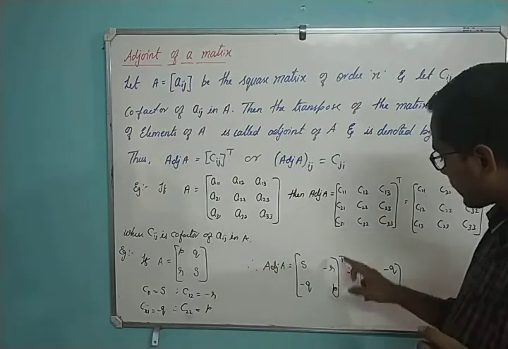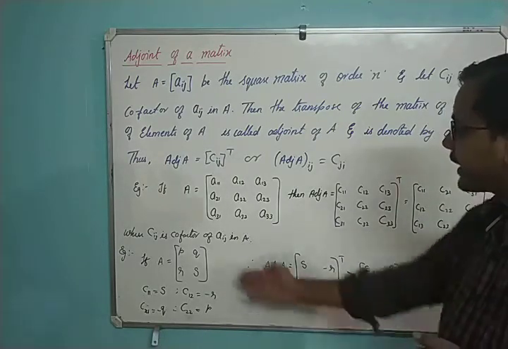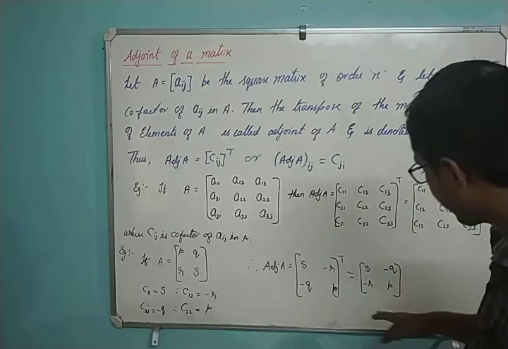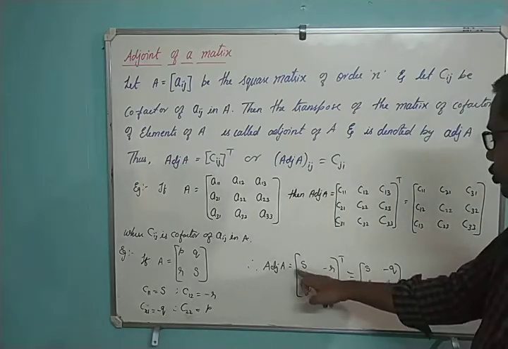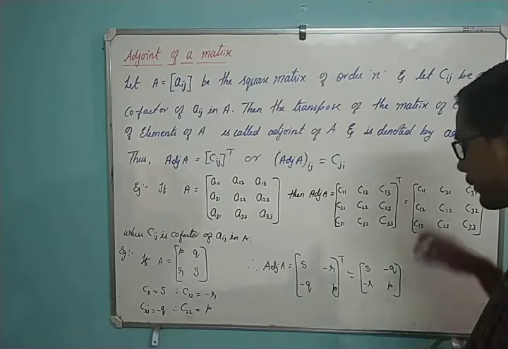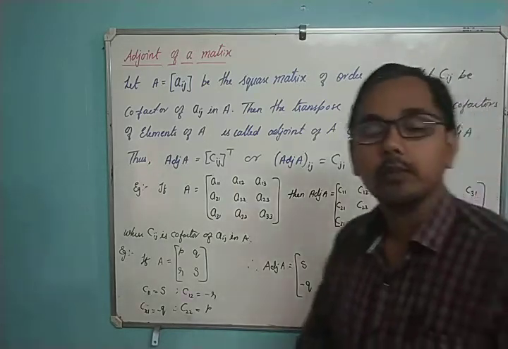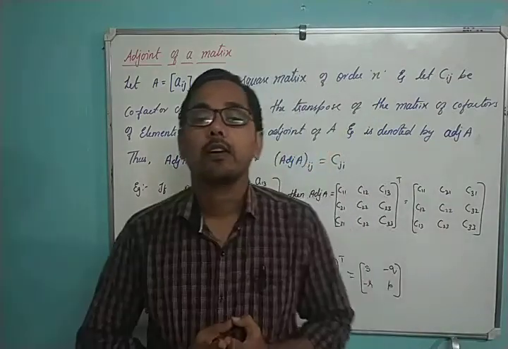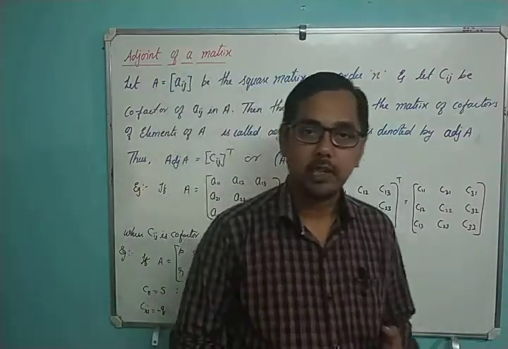If I take the transpose of this cofactor matrix, I will get the adjoint for this particular matrix, which I have done here, right? The first row S, minus R, I have written as the first column. The second row minus Q, P, I have written as the second column. So this is how we get the adjoint of A through the conventional method, as I said.